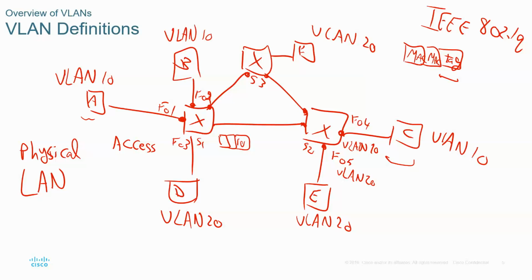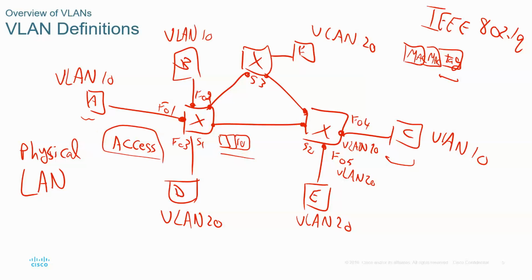Okay, so we said that switch S1, once you configure ports F01, F02, and F03, you configure them as access ports. And these access ports are connected to a single VLAN. What happens to the port that is connected to another switch? This port is not connected to a device in a single VLAN. In fact, this port is the one that needs to do the tagging. This is the one that needs to actually differentiate VLANs.